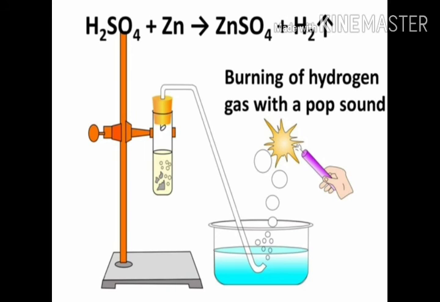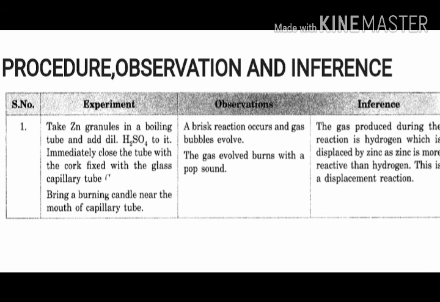So here is the symbolic equation I have written: sulfuric acid, H2SO4, and zinc react to produce zinc sulfate and hydrogen gas. So draw this diagram carefully. Now we see the procedure, observation and inferences, that means result, in one table only.